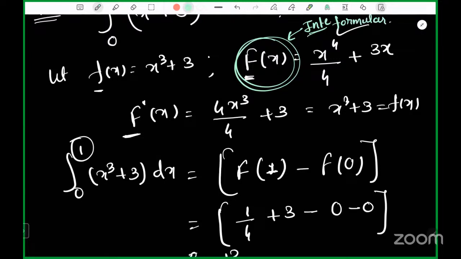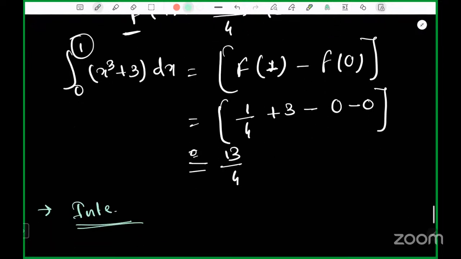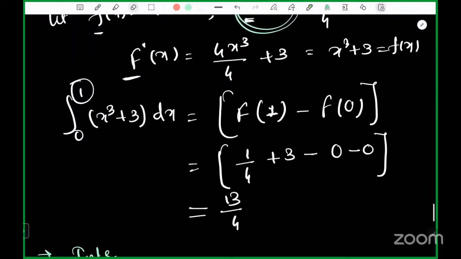And then just substitute the limit, whatever we have learned in our 12th standard. Once you find the capital F, you don't have to do F dash, because that is only cross-checking. If you're able to find capital F, then you straight away substitute the limits, upper limit and lower limit, into that capital F, and then you will get the final value.